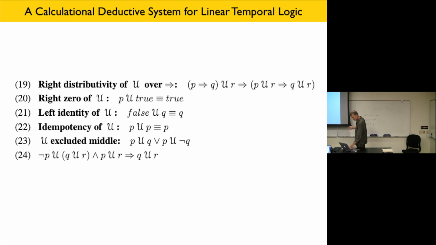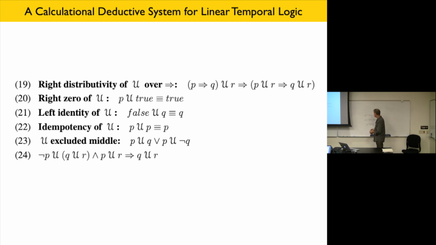Isn't this curious? 18 says what? Not only is false a right zero of until, but also what? Yeah, so true is also a right zero of until. That's kind of strange. But it's true. Ripley's believe it or not. Strange but true. Right?